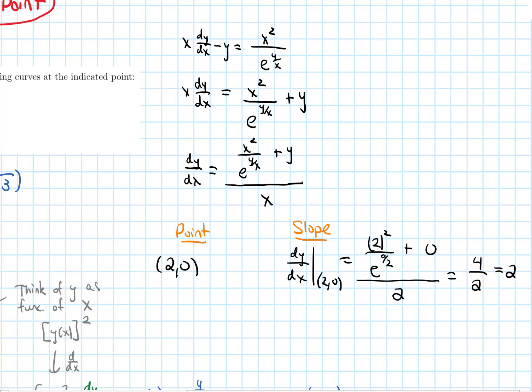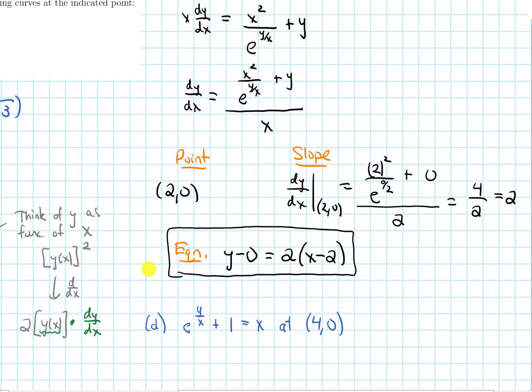All right, so we are ready for the equation. We get y minus the y coordinate, 0, of the point equals m, which is 2, times x minus the x coordinate, 2, and I got my equation. I got my equation in point slope form.